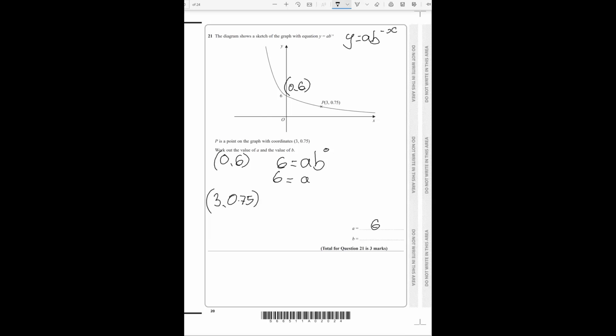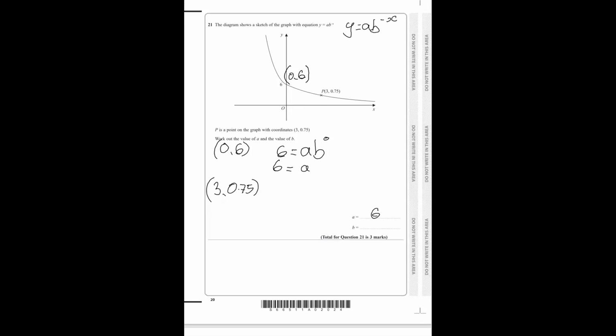So we've got, sorry about that, 3 and 0.75. So let's stick those values in. We've got 0.75 is equal to A, which we know is 6, B to the power of minus 3.